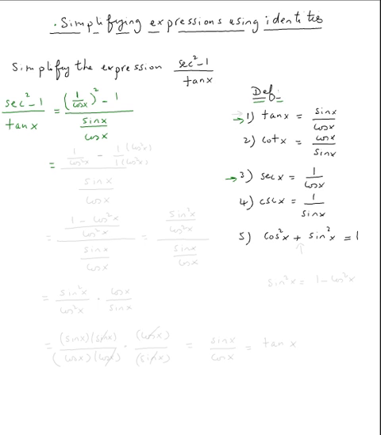Now this is going to be equal to 1 squared is 1 over cosine squared, minus 1, everything divided by sine over cosine. Next thing we need to do, we're trying to rewrite all this expression in one fraction. So we have to use a common denominator. The common denominator of cosine squared and 1 is cosine squared. So we'll multiply by cosine squared, numerator and denominator. If we do that, we'll get 1 minus cosine squared over cosine squared, because the common denominator is cosine squared.